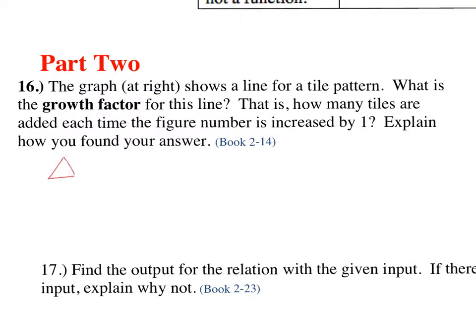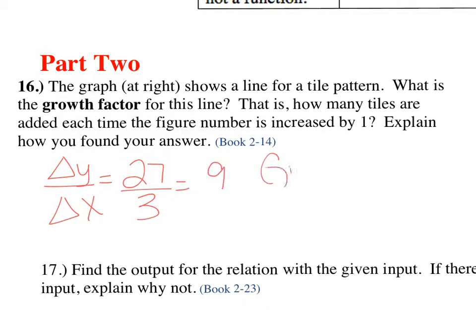So change in y, delta y, is going to be how much we're increasing with our y values, which was a 27. Our delta x, which is change in x, is going to be 3. So every 3 units we go over with the x, we're going to go up 27. So if we simplify this, this is going to give us 9. So the growth factor is going to be 9.